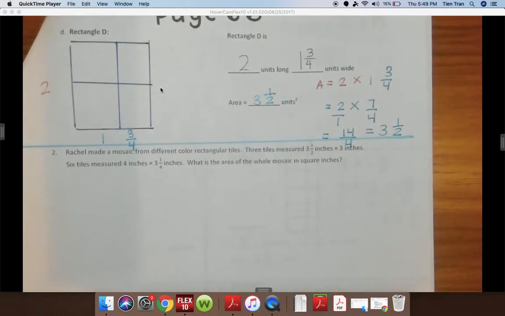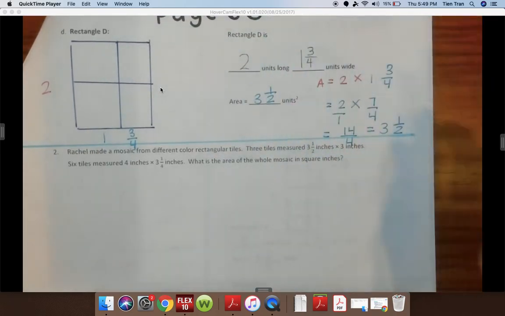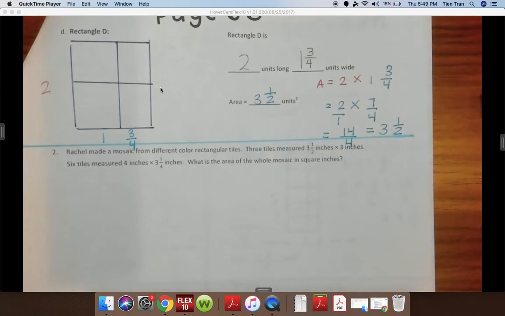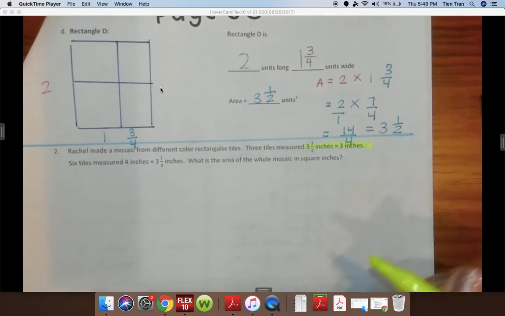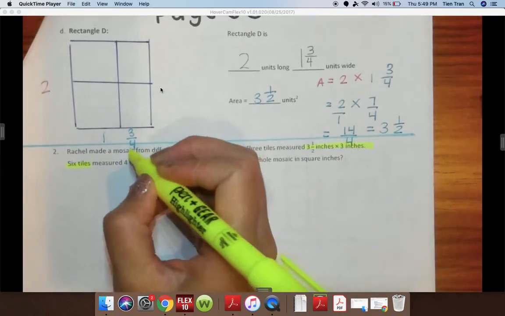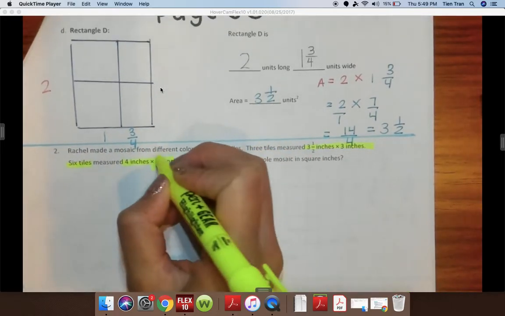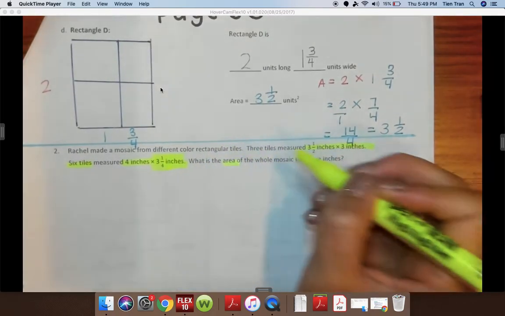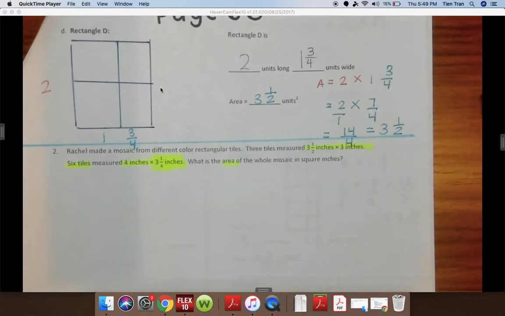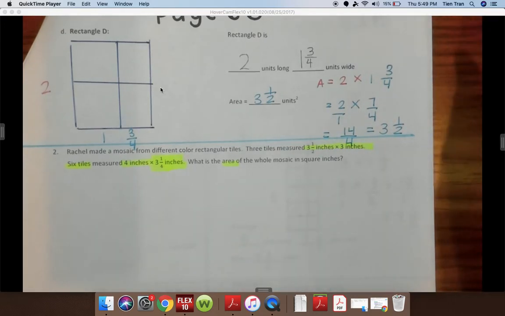Okay, now problem 2. Rachel made a mosaic from different color rectangular tiles. 3 tiles measured 3 1/2 inches times 3 inches. 6 tiles measured 4 inches times 3 1/4 inches. What is the area of the whole mosaic in square inches? So they're asking me for the area, and they're asking for it to be written in square inches.